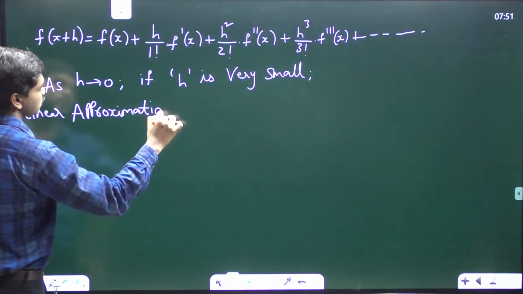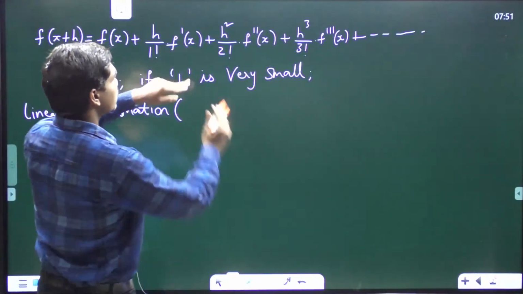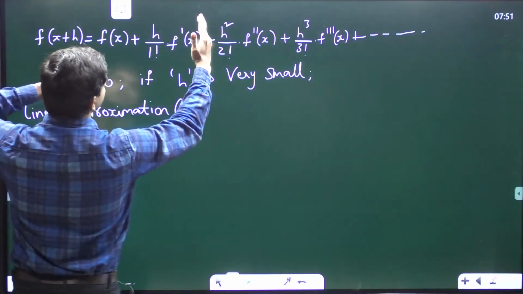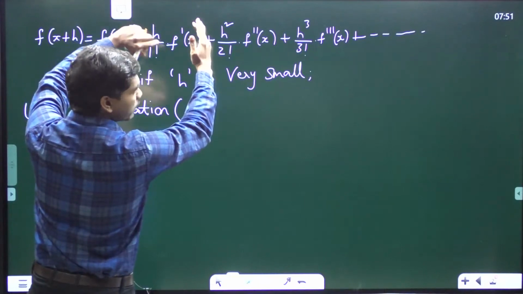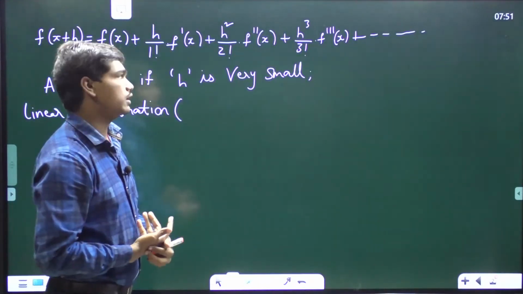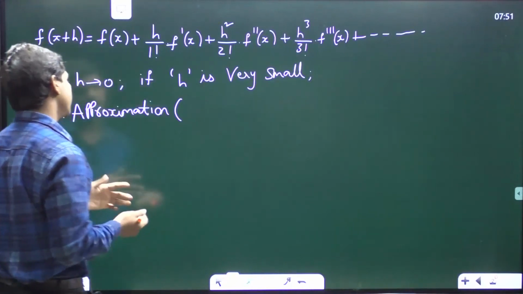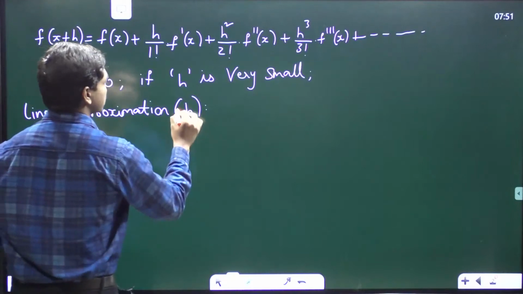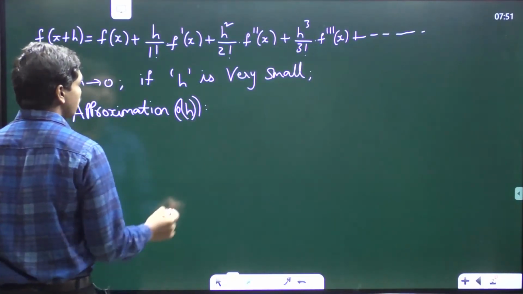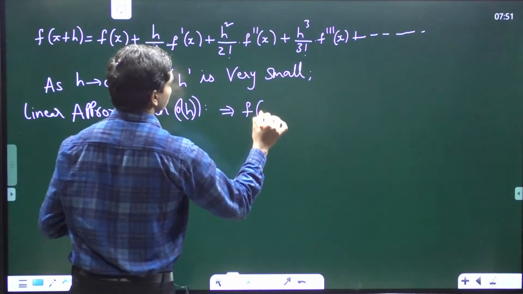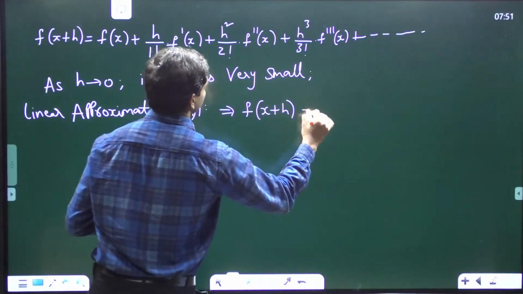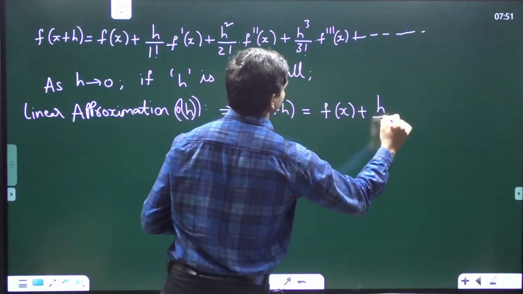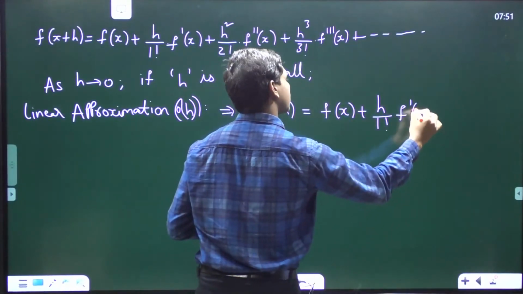the meaning of linear approximation is considering the terms only up to the degree of h to be 1. I'll consider only till this particular point, because the degree of this h is 1, and you know functions of degree 1 are called linear polynomials or linear functions. So linear approximation means considering only till here, basically to the order of h. Then this series gets reduced to f of x plus h is equal to f of x plus h by 1 factorial into f dash of x, correct?